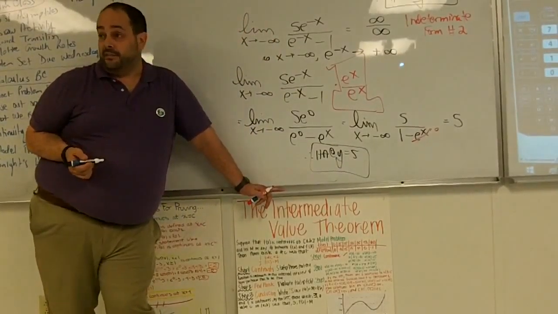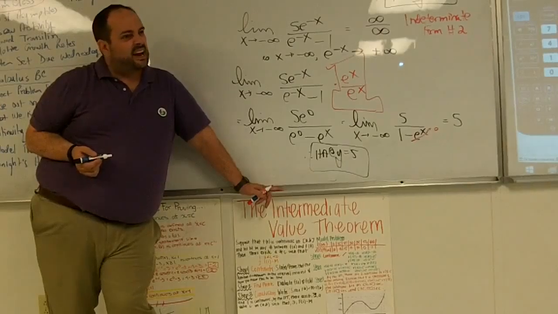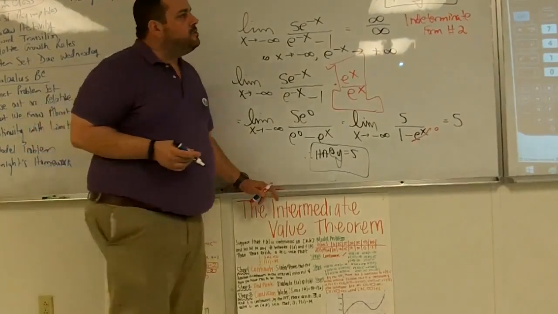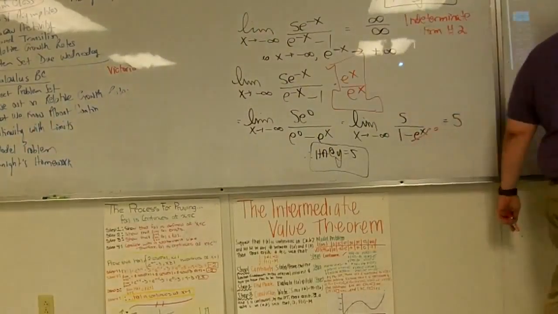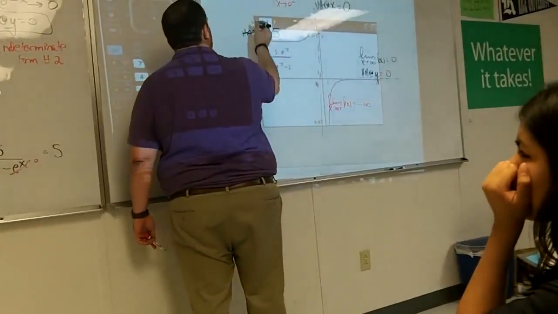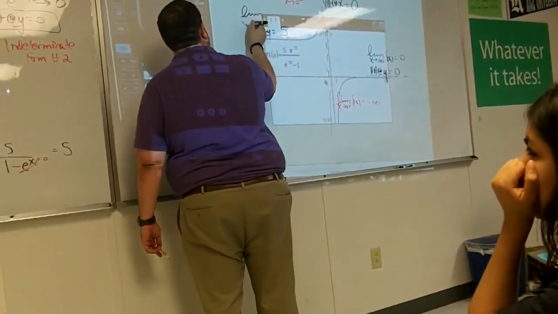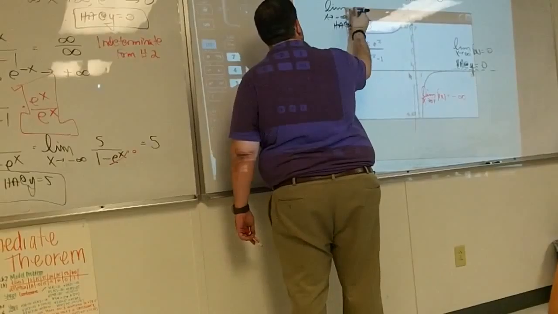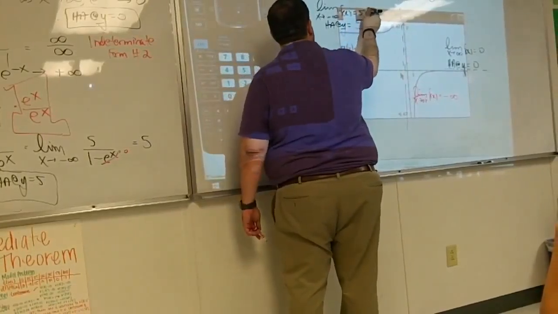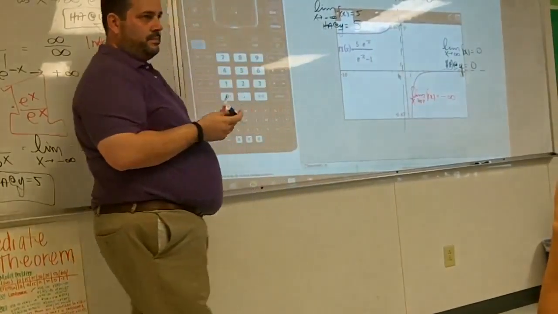And if you look at the graph, doesn't that kind of fit? Yes. You may not have guessed exactly horizontal asymptote of y equals 5, but using your limit knowledge, the limit as x approaches negative infinity of f of x is equal to 5.